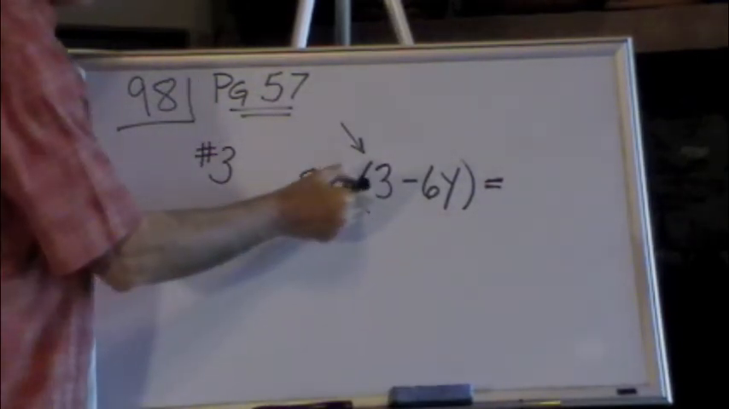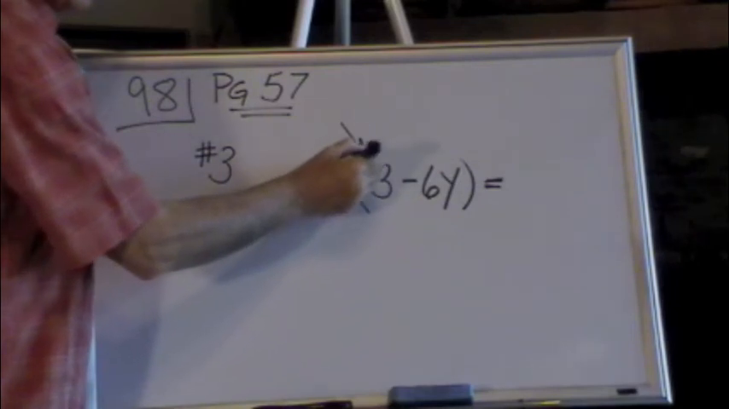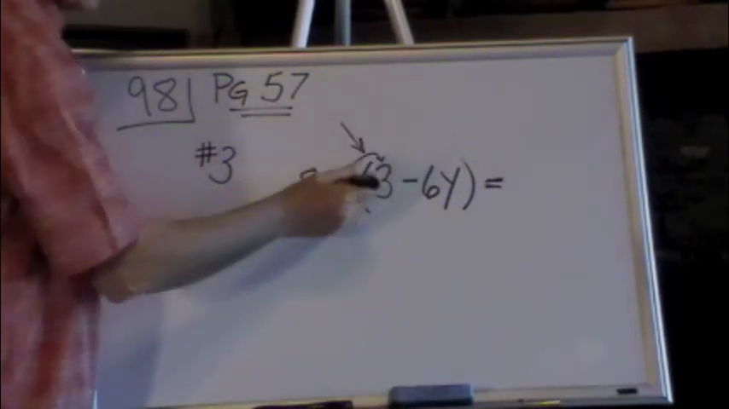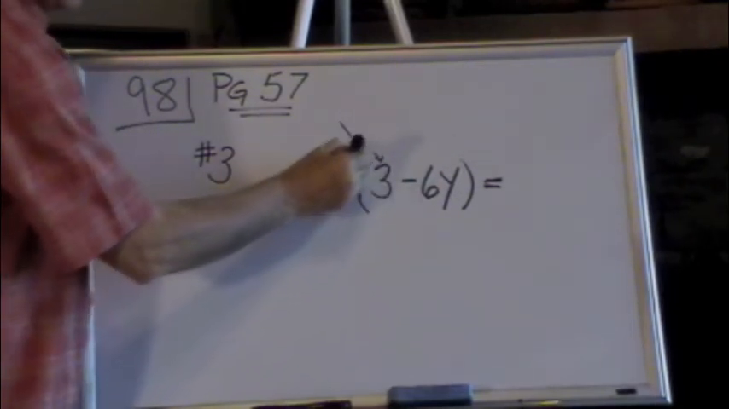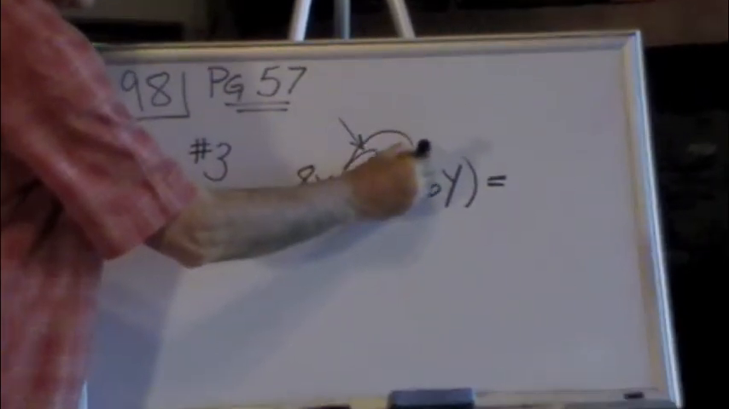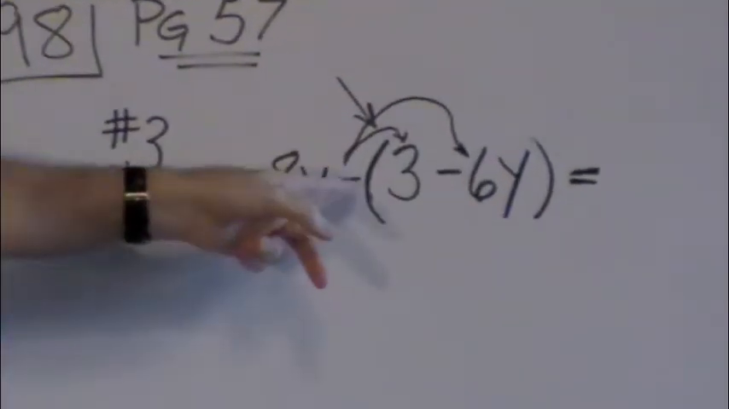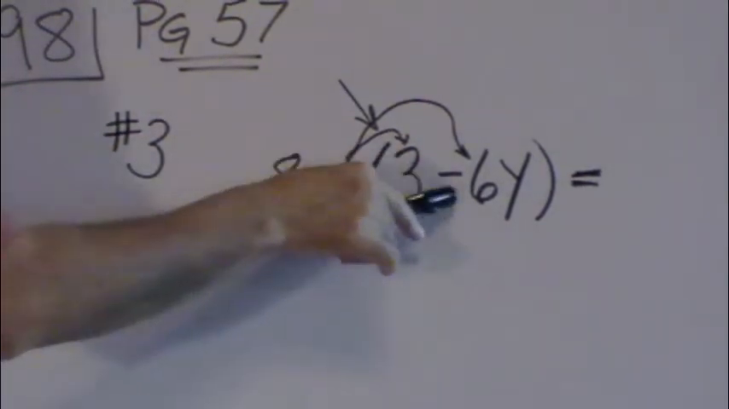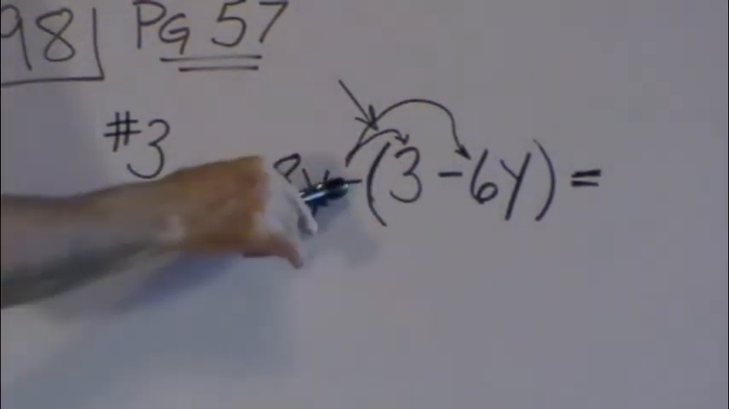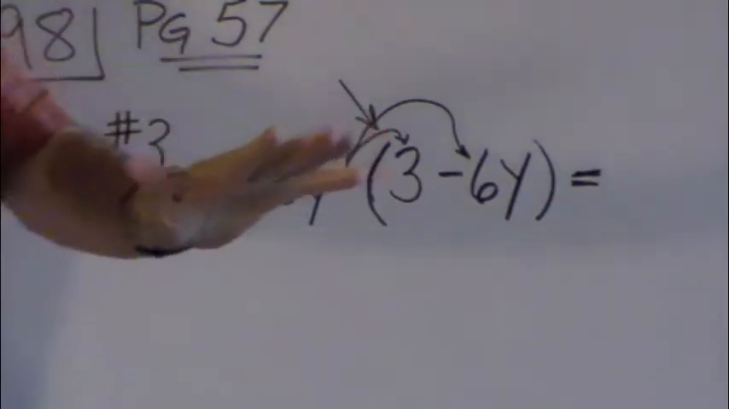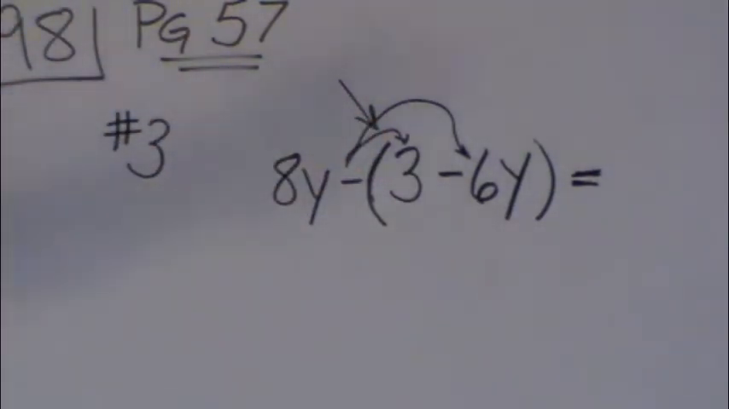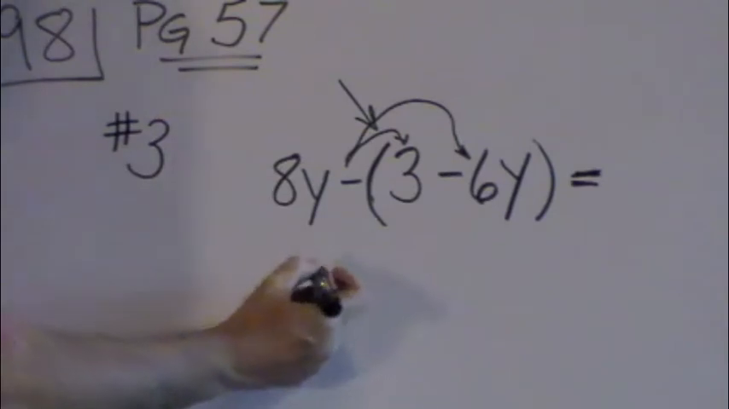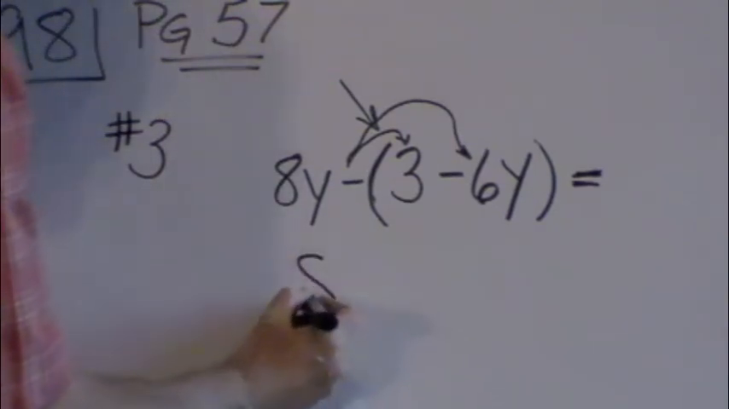Okay, so that negative is like a -1. That negative has to affect that number, and it has to affect that number. That's the distributive. It affects everything in there. The negative sign changes every sign. If that were a positive sign, it changes no sign. Remember? Please get that right. 8y stays the same.